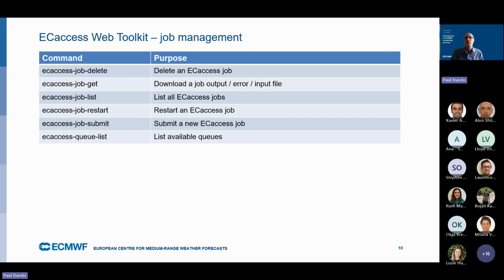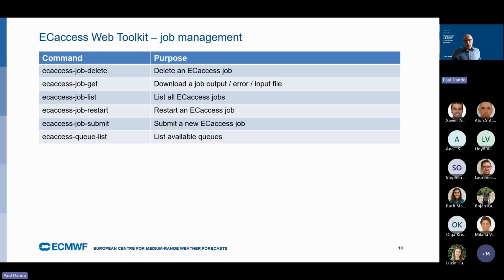So this is equivalent to doing the sbatch command, except here you have the queues that you need to use. You have one for submitting jobs to ECS and one for submitting jobs to the HPC. You can also delete an ECaccess job with the ECaccess job delete command. That's the equivalent of doing the scancel with Slurm. And you can also list your jobs with ECaccess job list.